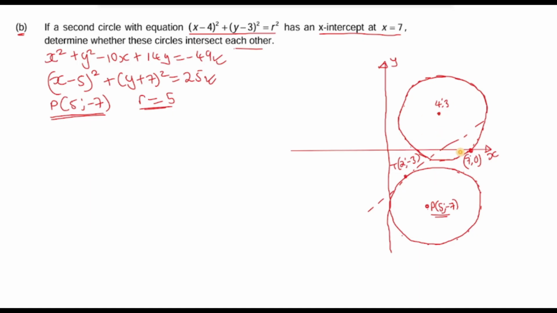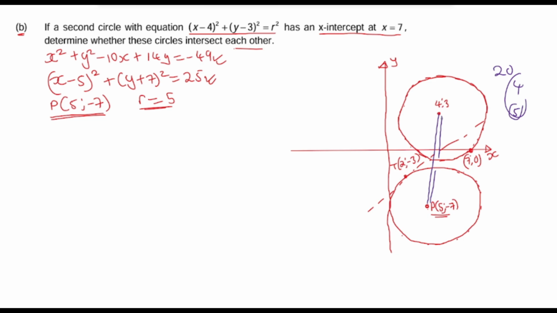Now, the distance between the two centers should be greater than the sum of the radii for these circles not to intersect. But if the distance between the two centers is shorter than the sum of the two radii, then it means the two circles are intersecting. Let me just highlight this. Let's say we have this distance here, maybe it's 20. And then we have the radius here, maybe 4, I'm just giving an example, and this radius here is 5. So the total of the two radii will be 9, isn't it? The distance between the two centers is greater than the sum of the radii, so it means the two circles will not intersect.